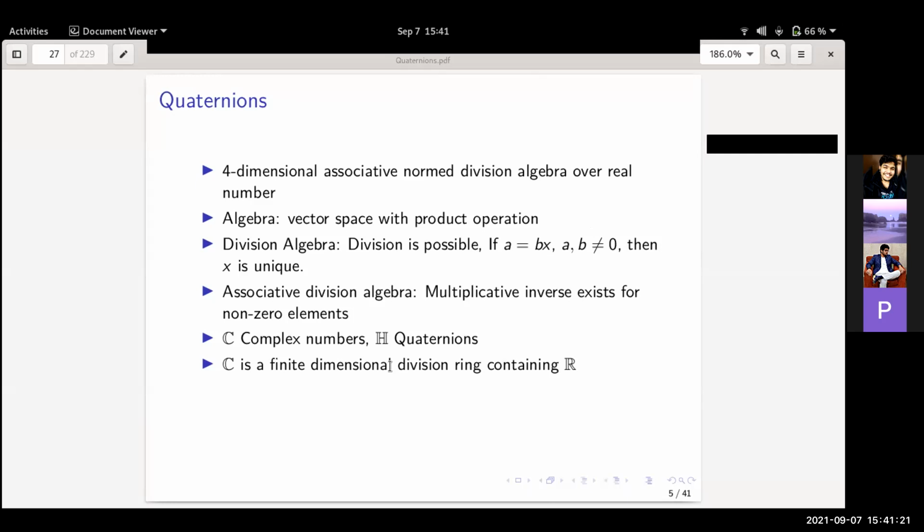Sir, C should be a field, right? See, it's also a field. Division ring is also a field. No? Division ring is a generalization of the ring and field. What is the difference?